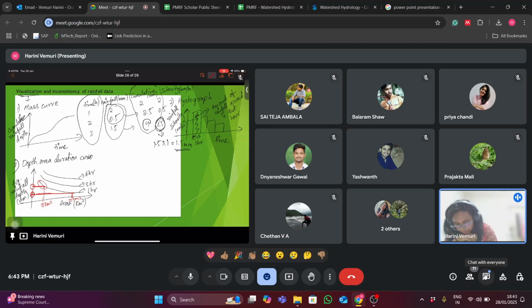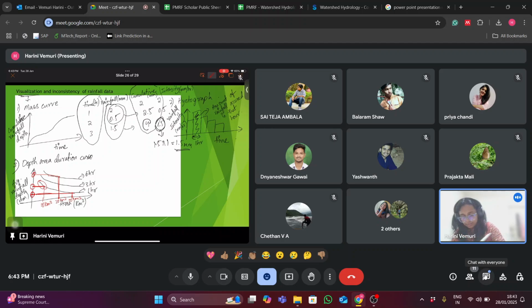So similarly, if you go for other duration curves, suppose it's like 30 kilometers square. Here we will obtain the average rainfall depth for 6 hour duration that can occur within an area of 30 kilometers square. Okay.